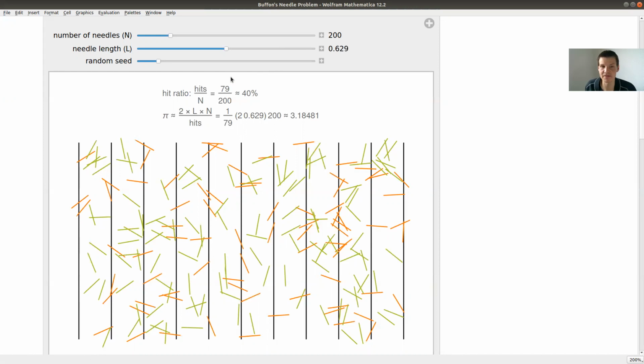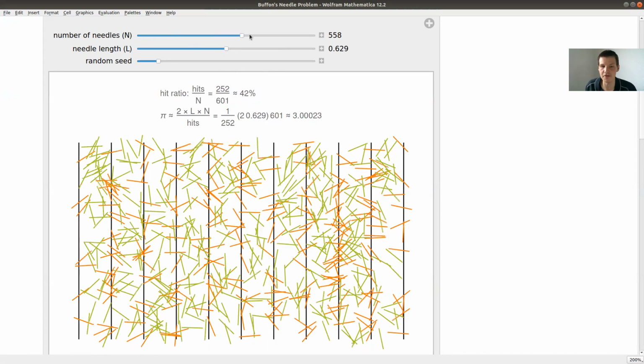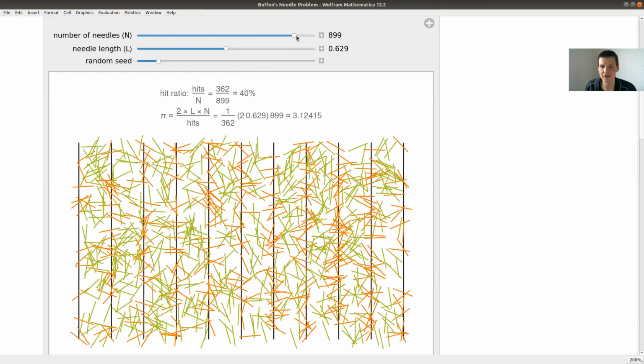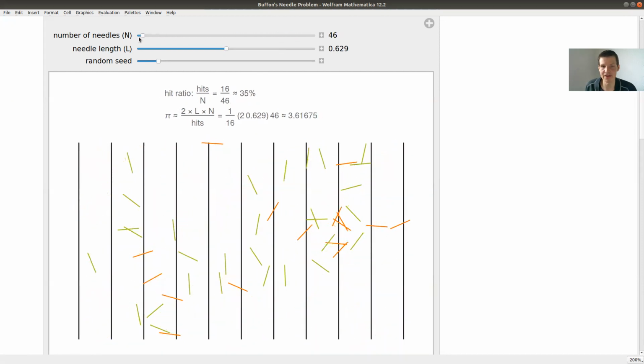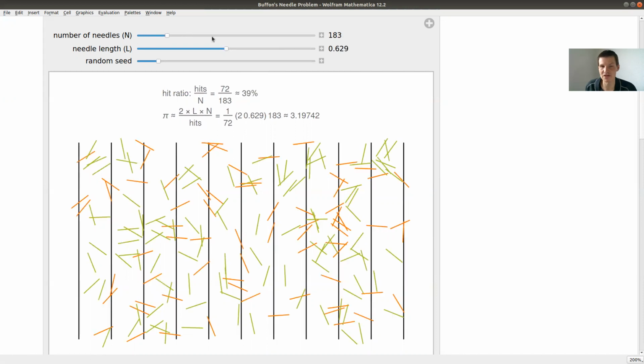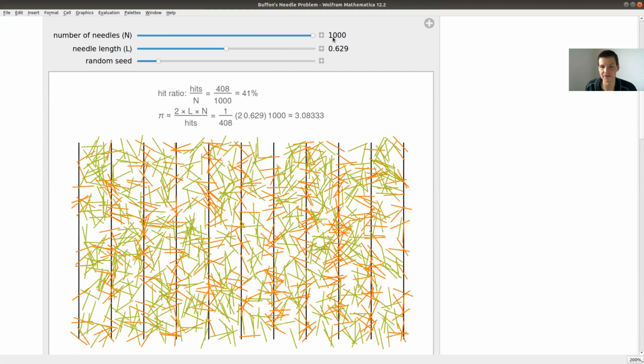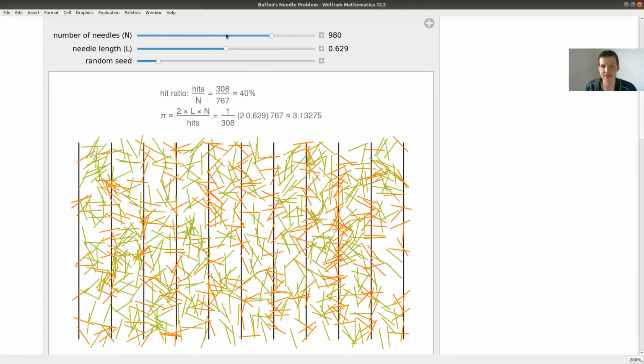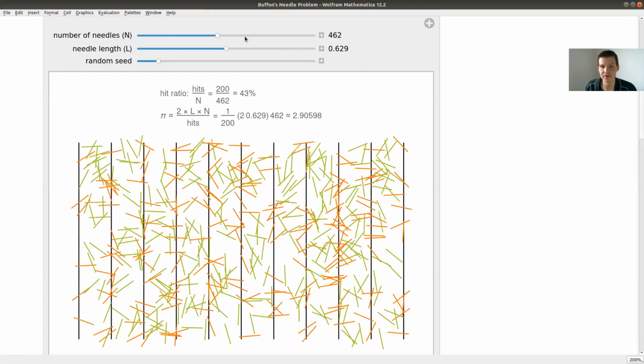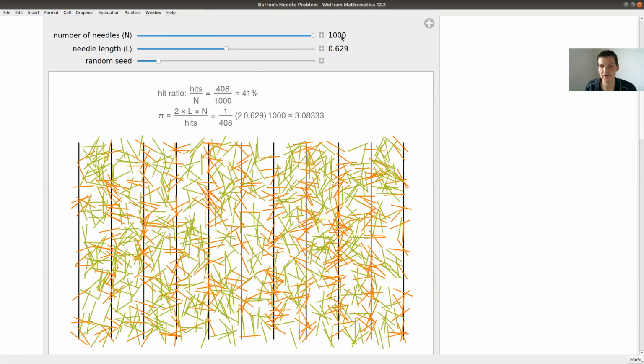What the Monte Carlo method would be now is to increase the number of needles. So just throw a lot of needles, and then you get pretty good approximations of pi. Here's 3.1, a pretty good approximation. If you don't throw many needles, you get a really crappy approximation. If you throw a lot of needles, you get a pretty good approximation, right? Few needles, bad approximation. A lot of needles, a relatively good approximation.